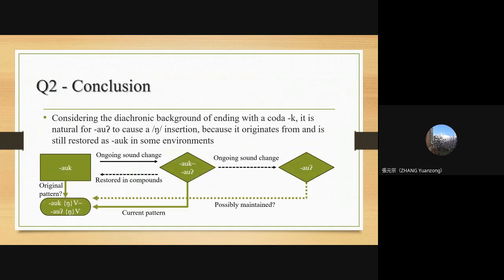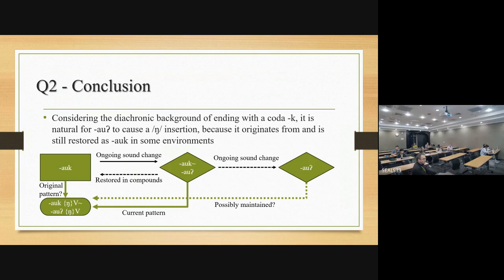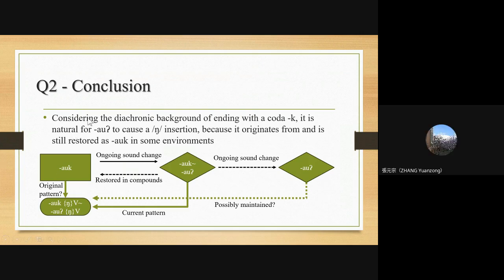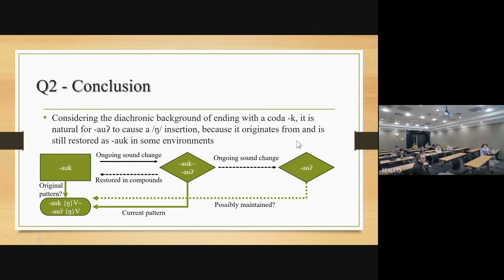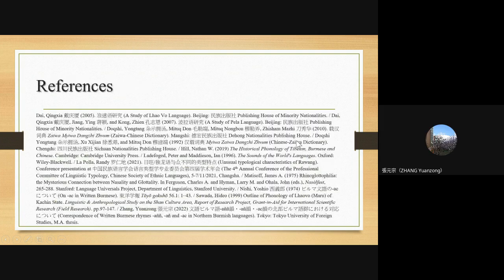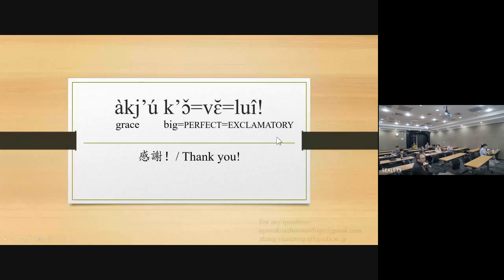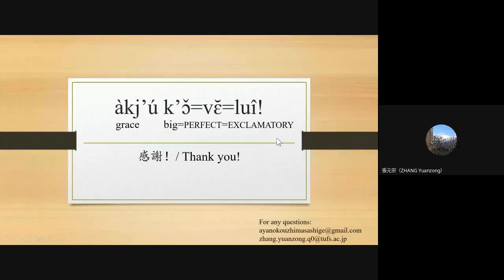My conclusion for the second question is, considering the diachronic background of ending with a coda ga, it's natural for owl to cause a nga insertion because it originates from auk and is still restored as auk in some environments. Okay, that's the reference. Thank you.